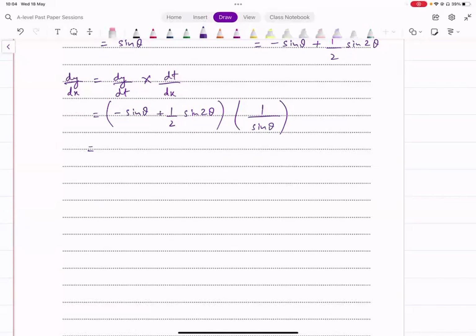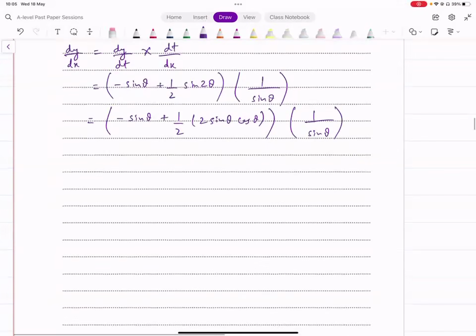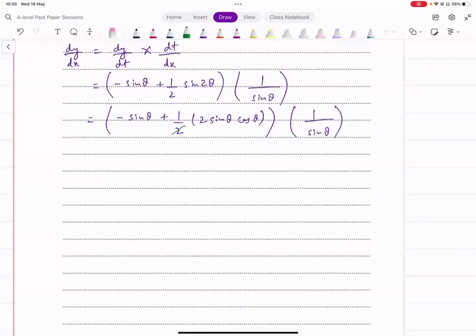So this becomes minus sine theta plus 1 over 2. Sine 2 theta can be written as 2 sine theta into cos theta multiplied by 1 over sine theta. That's what we have. Now 2 and 2 get cancelled. What are we left with? We're left with minus sine theta plus sine theta cos theta. And we have 1 over sine theta here. We can write that as a fraction now because ऊपर से fraction खत्म हो गया. It's simpler to just write it like this. ये आपके पास आ गया.